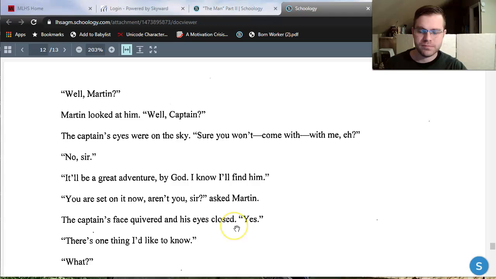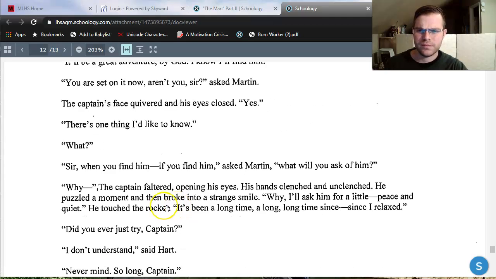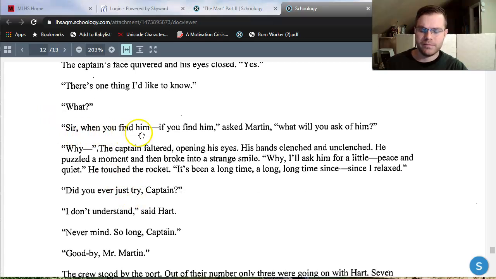And his eyes closed. Yes. There's one thing I'd like to know, Captain. What? Sir, when you find him, if you find him, asked Martin, what will you ask of him? Why... The captain faltered, opening his eyes. His hands clenched and unclenched. He puzzled a moment and then broke into a strange smile. Why, I'll ask him for a little peace and quiet. He touched the rocket. It's been a long time, a long, long time since I relaxed.